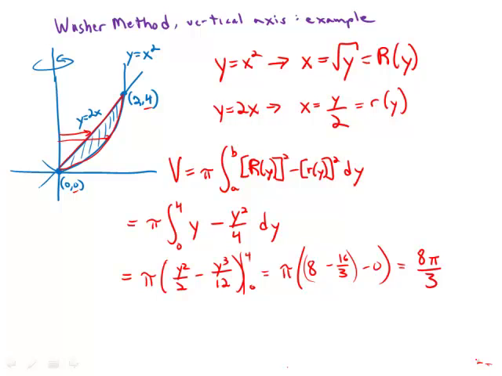So this is an example of using washer method with a vertical axis. Because we had a vertical axis, we had to change everything to y and perform the integral with the variable of integration equal to y.